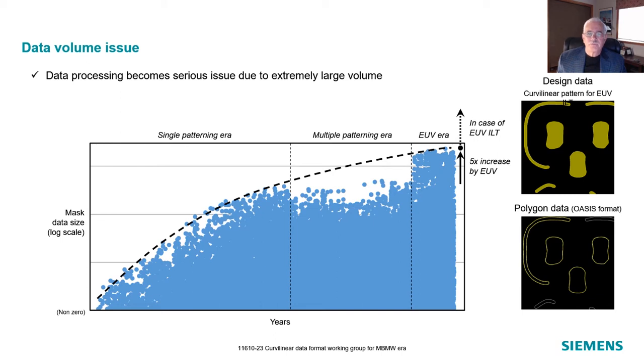The prediction for EUV ILT is expected to create a further jump in mask data volume, which creates cost and cycle time bottlenecks in OPC, MPC, mask data prep, mask data file transfers, and potentially mask writing itself.